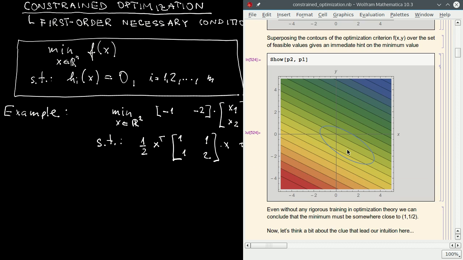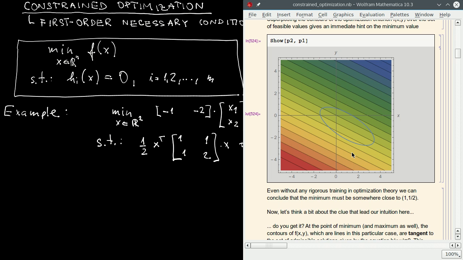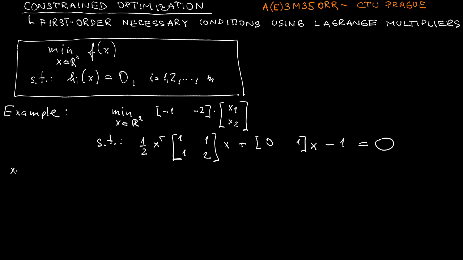Now if we put these two sets or these two graphs together, looking at the resulting graph, we can immediately, without any theory, argue what is the minimizer here. Clearly it will be somewhere around here. My guess, I will put it here, is that x will be something like [1, 1/2]. This is my guess.